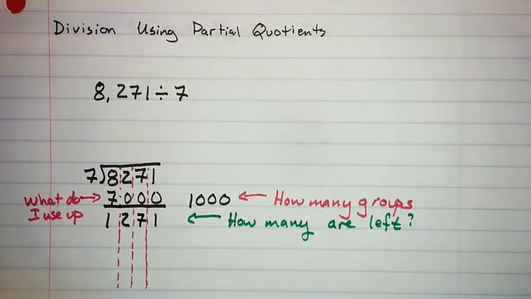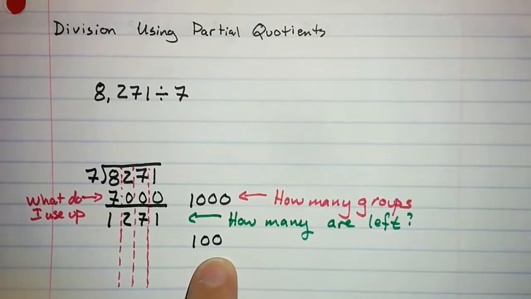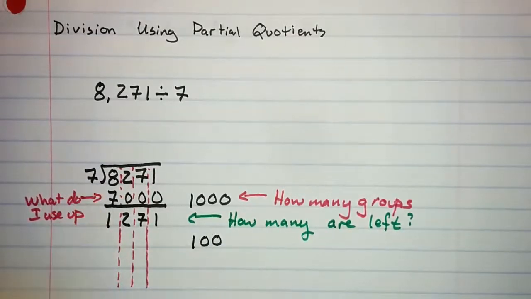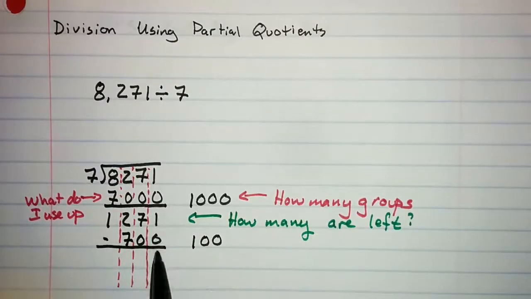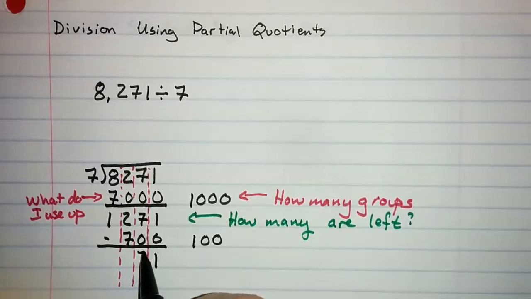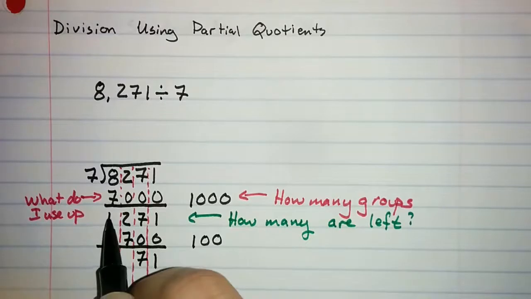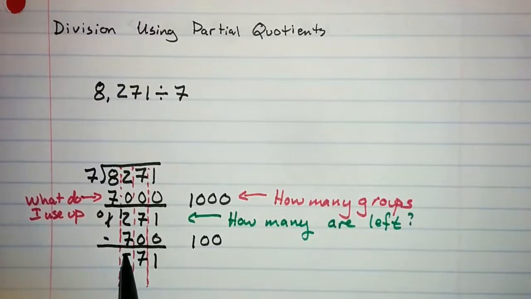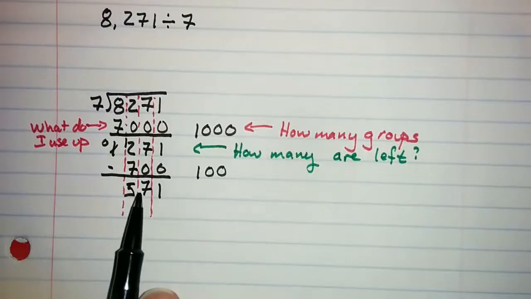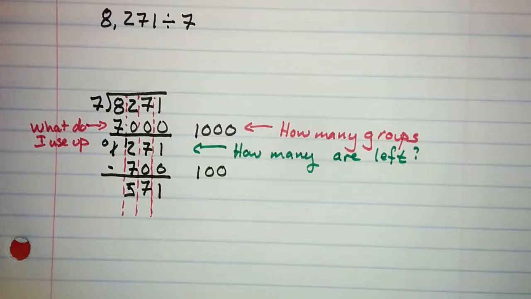I don't know how many groups of 7 I can make out of these, but it looks like it's going to be certainly at least 100. So I'm going to make another 100 groups. If I make 100 groups of 7 each, that's 700 things. I subtract. 1 minus 0 is 1. 7 minus 0 is 7. Borrow here. 12 minus 7 is 5. Alright. Now I only have 571 things left.